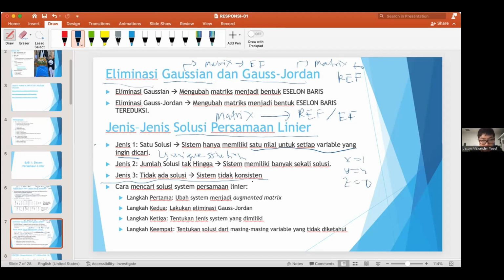And the second type is that the system has an infinite number of solutions, which means, let's say x equals 1, y equals 2, but z equals t, where t is an element of R, meaning t can be any number, to put it simply. This is called infinite solutions. Now, for no solutions, the third type, it means your system is inconsistent. So if I were to put it in matrix form, it will look something like this.